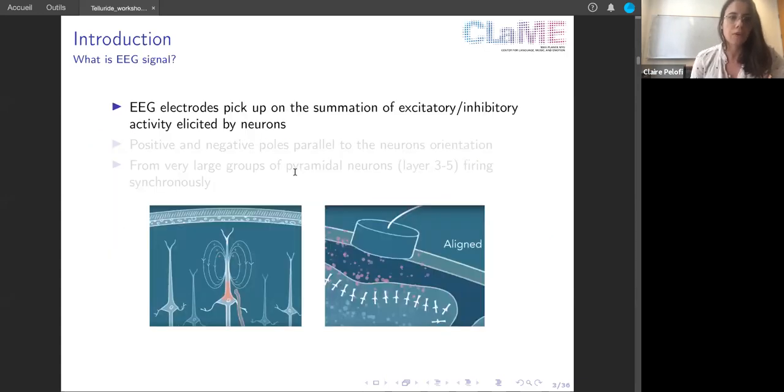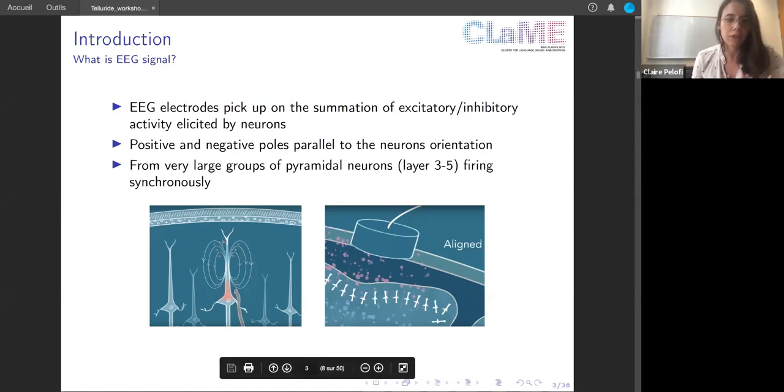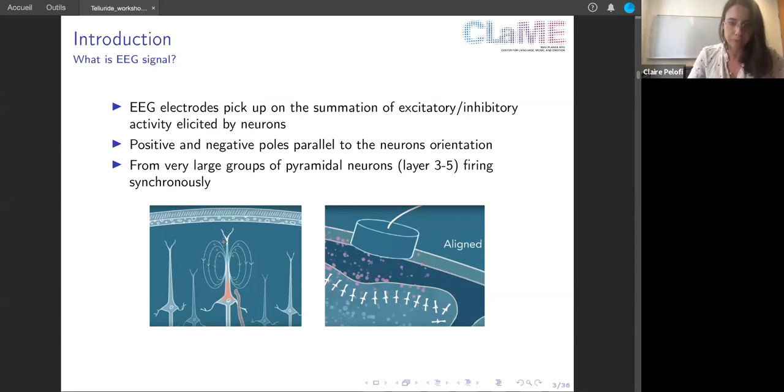Okay. So then if we look at precisely what the EEG signal is in particular, EEG electrodes pick up on the summation of excitatory and inhibitory activity elicited by neurons. Here you can see the electrodes and the activations. The positive and negative poles are parallel to the neural orientation, as you can see in this figure here. And this polarity is elicited from very large groups of pyramidal neurons found in layers 3 and 5 of the cerebral cortex that are firing synchronously.